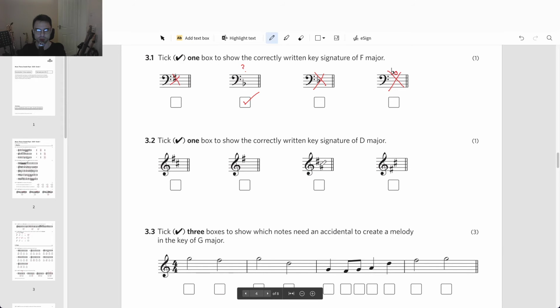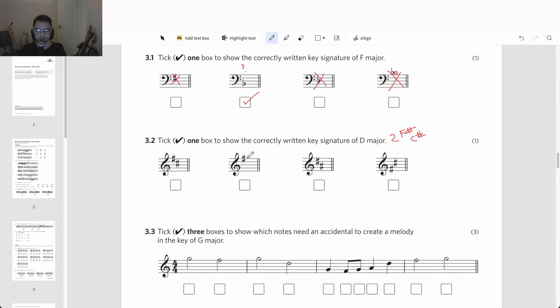Okay, 3.2. Tick one box to show the correctly written key signature of D major. Right. Quiz for you. How many sharps in the key of D major? 2. 2 sharps. And what are they? F sharp and C sharp. In that order, F sharp, C sharp. So we are looking for an F sharp and a C sharp.